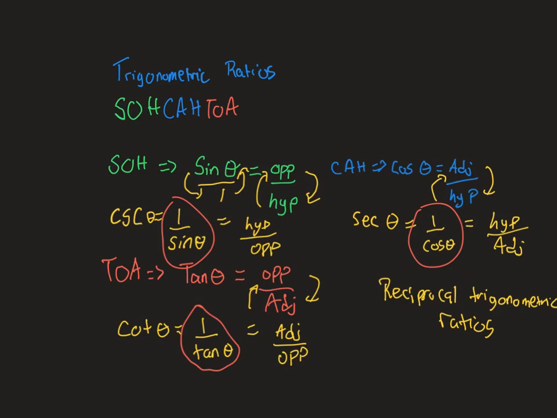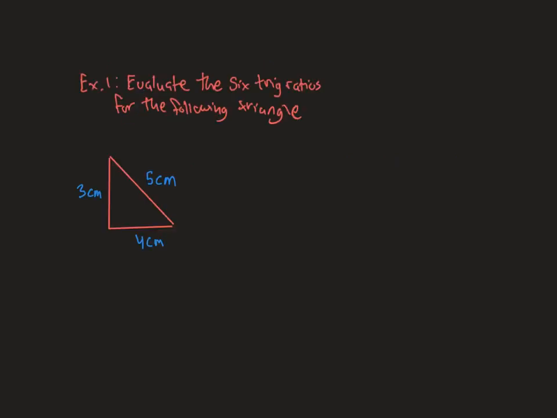Okay? So let's look at some examples. All right, ladies and gents, let's take a look at this. When we're doing these type of questions, these are the steps you always wish to carry out. Step 1: label your sides. The first thing you want to do is label your sides. You want to label which one is your hypotenuse, which one's your opposite, and so on and so forth.